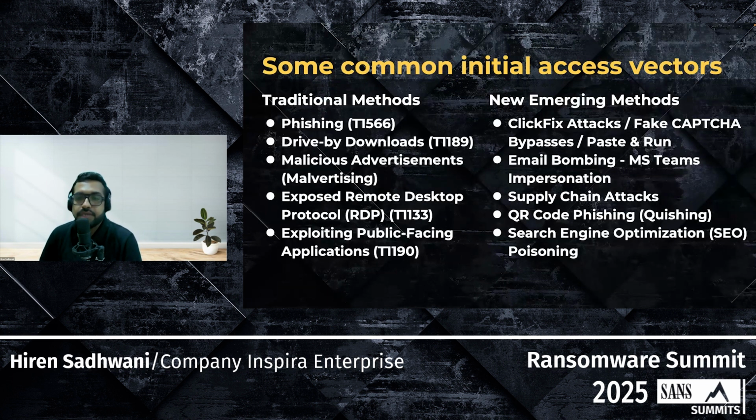Let's discuss the common initial access vectors. On the left side, you're seeing the traditional methods, which are still relevant today as well. Phishing is the most common tactic, followed by drive-by downloads, malvertising, exposed RDP, and exploiting public-facing applications. There are also a few emerging methods which we are seeing in the wild recently. One of them is ClickFix, also known as fake captcha bypass or paste and run. We are going to discuss it in detail in the further slides.